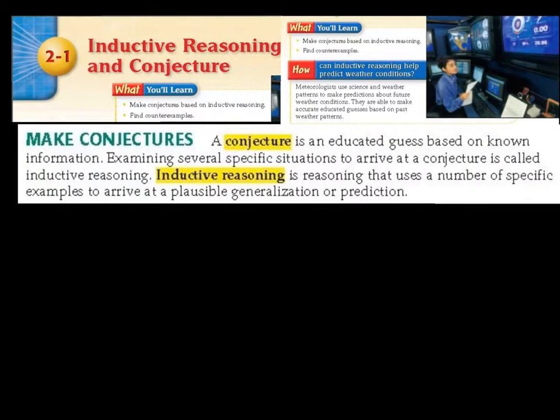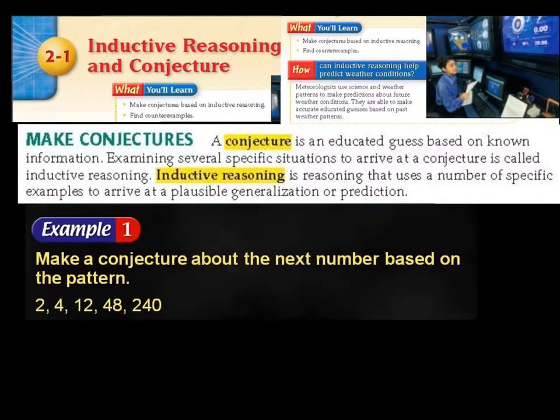A conjecture is an educated guess based on known information. Examining several specific situations to arrive at a conjecture is called inductive reasoning. Inductive reasoning is reasoning that uses a number of specific examples to arrive at a plausible generalization or prediction.